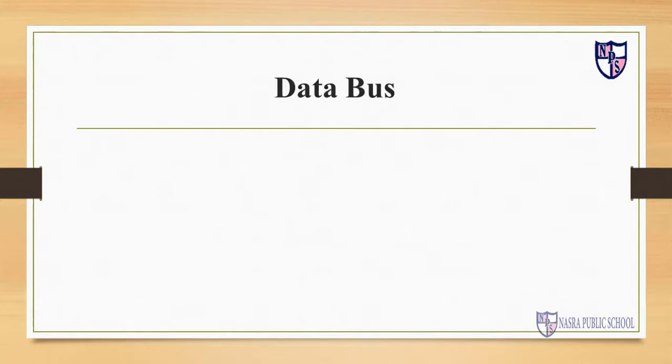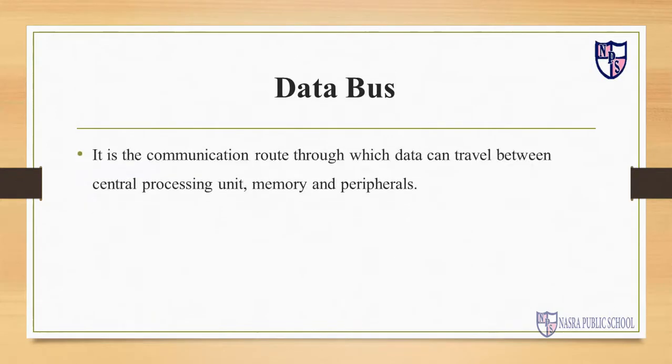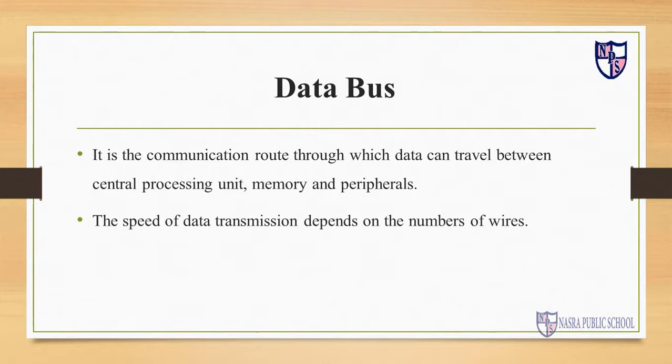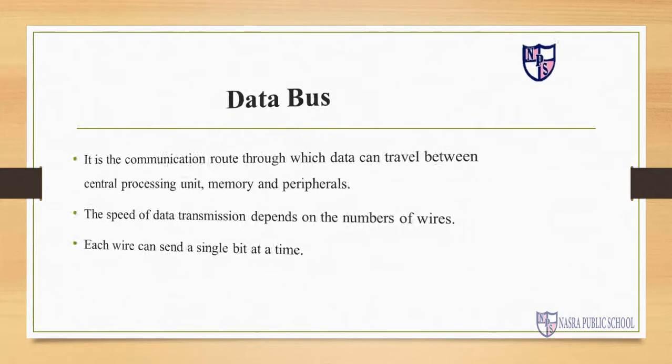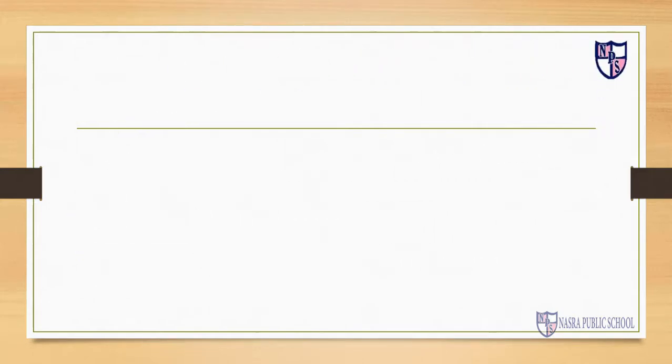Next bus is the data bus. It is the communication route through which data can travel between the central processing unit, memory and peripherals. The speed of data transmission depends on the number of wires. Each wire can send a single bit at a time. This is our data bus.